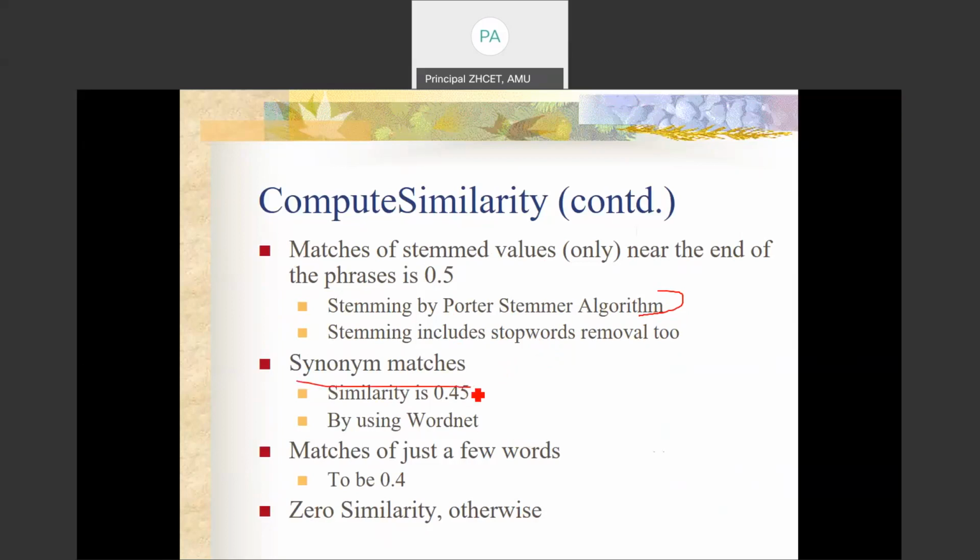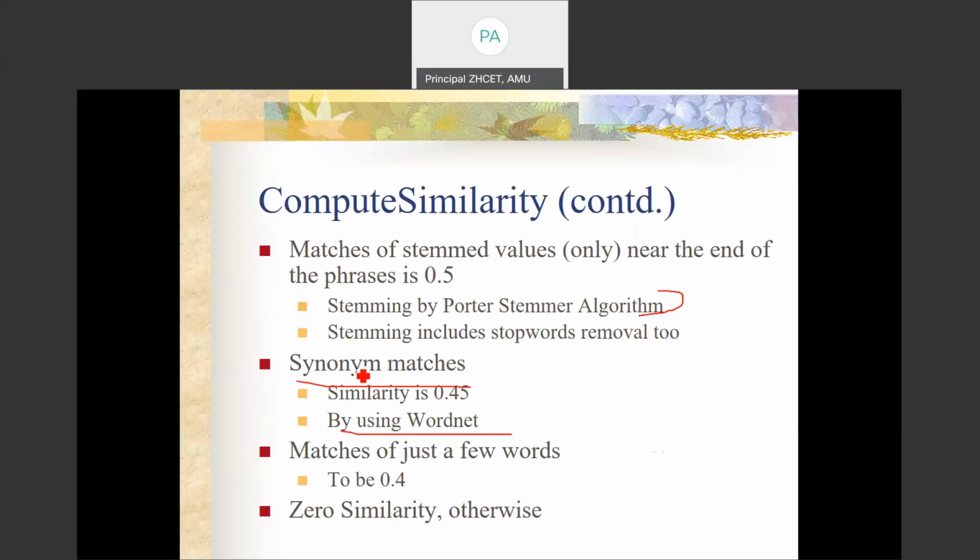Now, synonym match similarity is 0.45. By using WordNet, I can use synonyms. For example, in one case it says "the cost of calls to Spain" and in the other case "the price of calls to Spain". So price and cost are synonymous, which you can find out from WordNet, and give a similarity value of 0.45. Matches of just a few words here and there get 0.4, and 0 similarity otherwise.